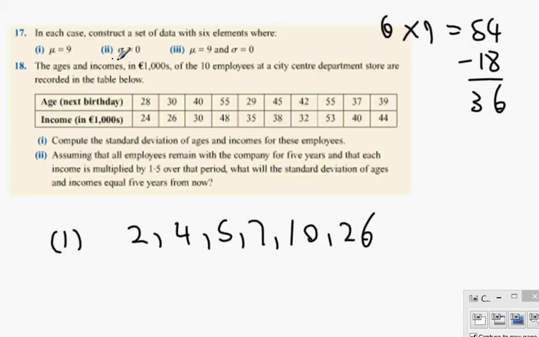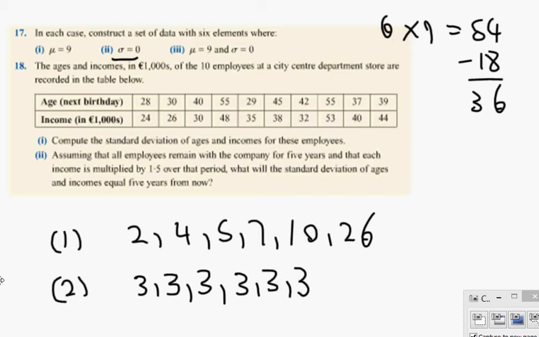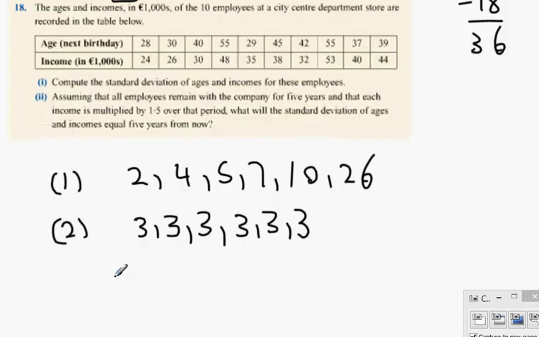Question 2 is write down 6 numbers, any 6 numbers you want, that have no standard deviation. They don't have to add up to anything. The mean doesn't have to be 9, so I can just do 3, 3, 3, 3, 3, 3. Basically for this question, there's no standard deviation because they're all the same.